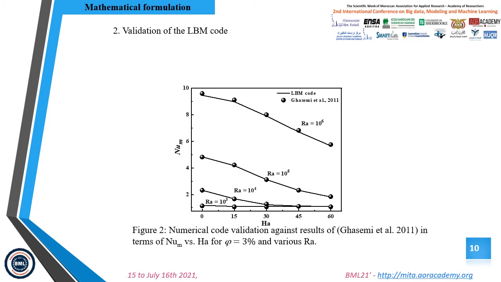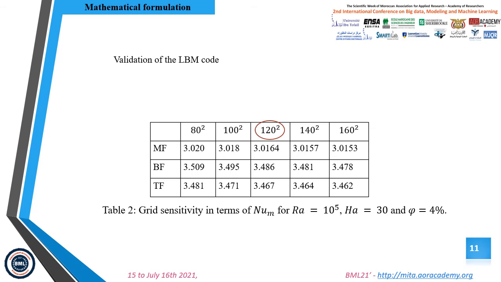This figure shows a good agreement between our results and those obtained by Hasnaoui. On the other hand, preliminary tests were carried out to appreciate the sensitivity of the results by varying the mesh size. These results show that the selected grid of 120 is enough to conduct the present study.